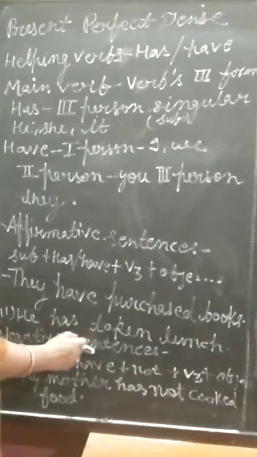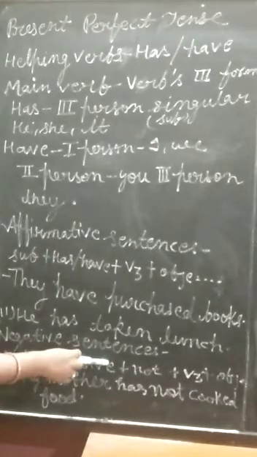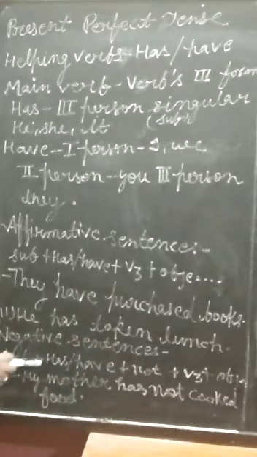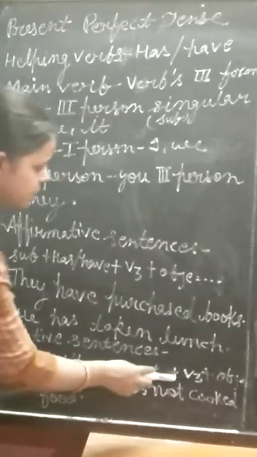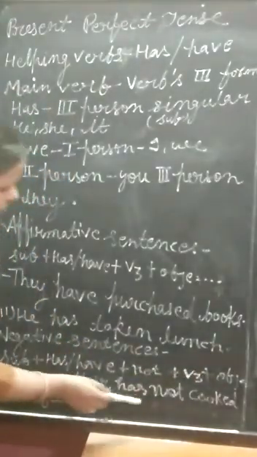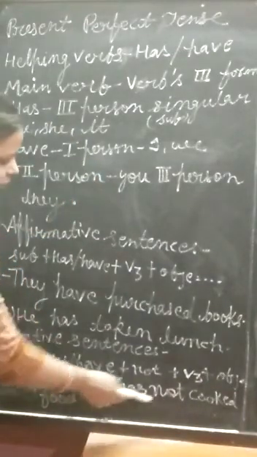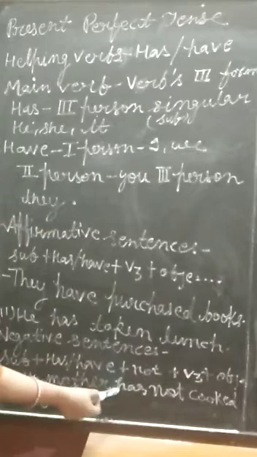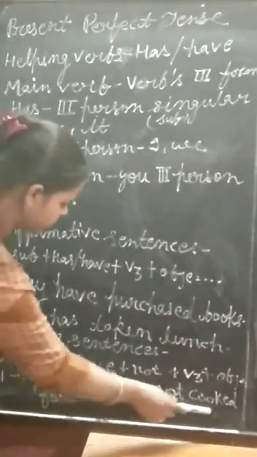Negative sentences. Look students, how do we make negative sentences. Subject plus has or have, helping verbs, plus not plus verb's third form plus object. My mother has not cooked food. Not comes after has. After the helping verb, not comes. My mother has not cooked food.